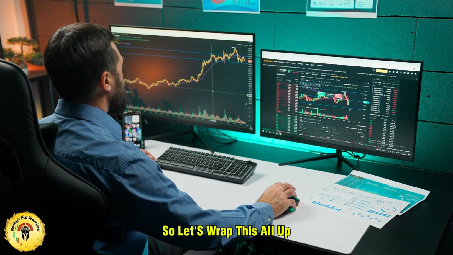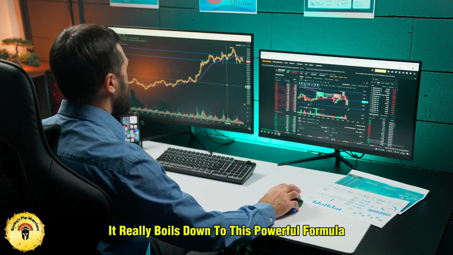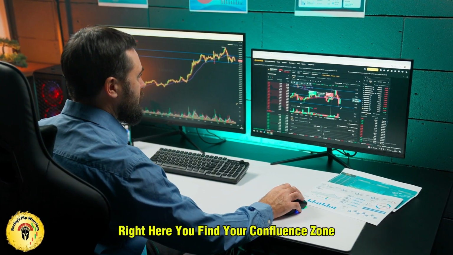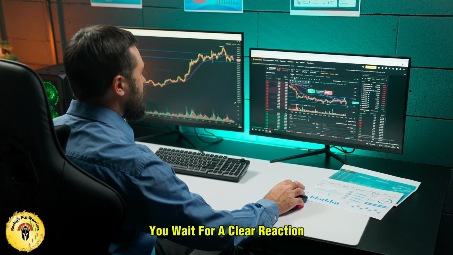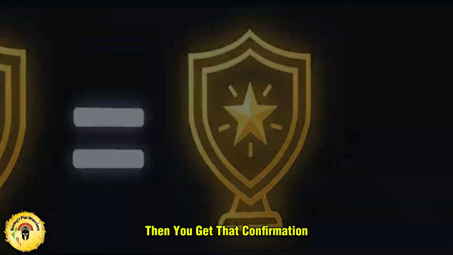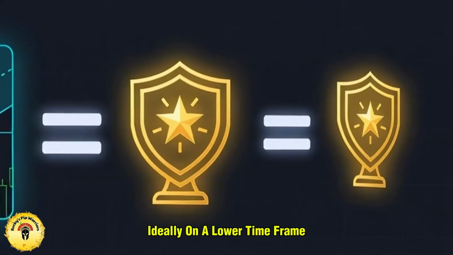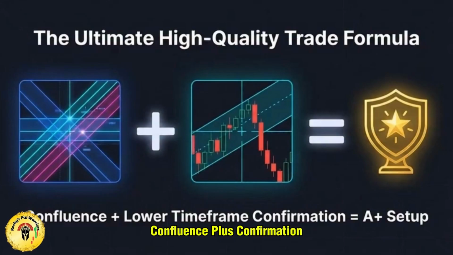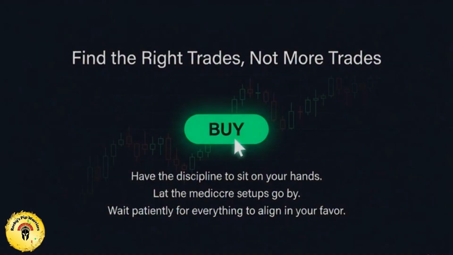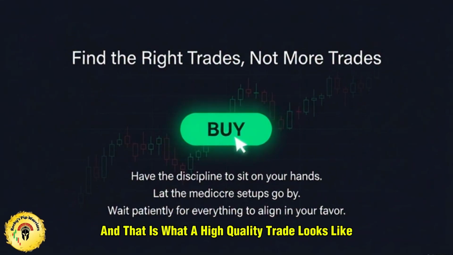So let's wrap this all up. It really boils down to this powerful formula. Right here, you find your confluence zone. You wait for a clear reaction. Then you get that confirmation, ideally on a lower time frame. You put those two things together, confluence plus confirmation, and that is what a high-quality trade looks like.